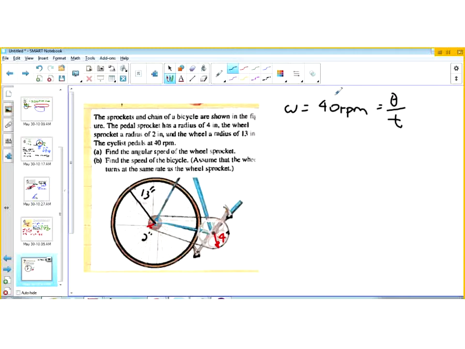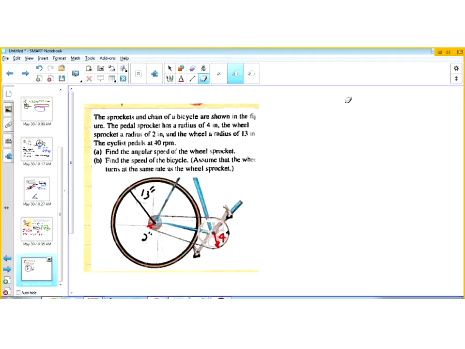So the first question is part A, find the angular speed of the wheel sprocket. Okay, so we want to find the angular speed of the smaller sprocket. This is the wheel sprocket. So let me see, did I get that right? Oh, actually, I didn't get that right. I'm sorry, I had that wrong. I told you wrong. Sorry, that's not right.